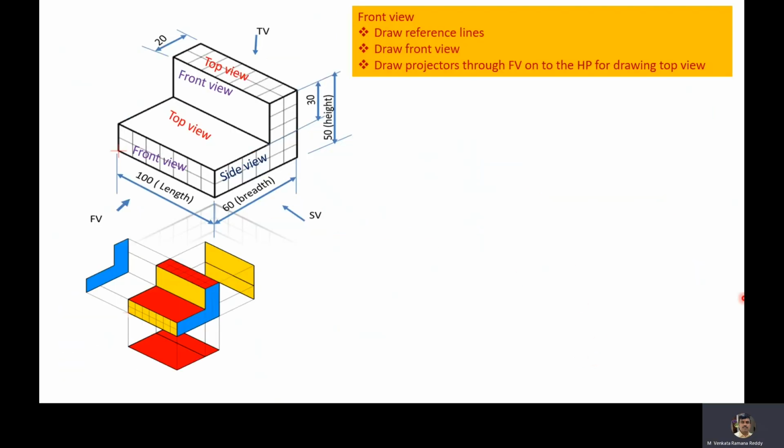As a first step, draw the XY line as well as the X1Y1 line. That is, the XY line is used for drawing the front view as well as the top view, and the X1Y1 line is used for drawing the side view. That is, this region is the profile plane, this region is the vertical plane, and this region is the horizontal plane.